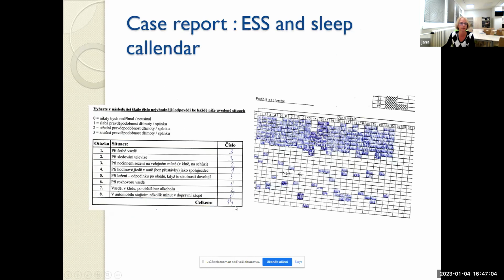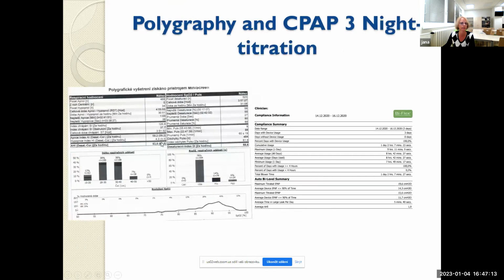Here it says the sleepiness scale is 14 points. This is the sleepy calendar; you see his episodes during the day. Then this is the polygraphy finding. This is an apnoea-hypopnea index of 63.